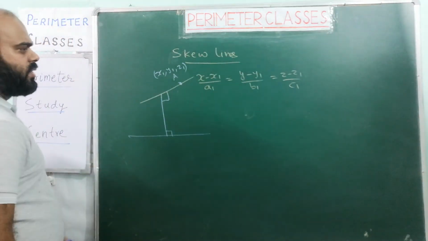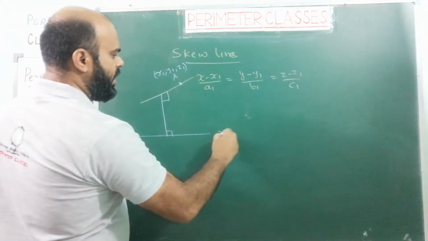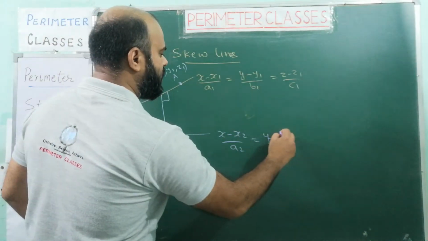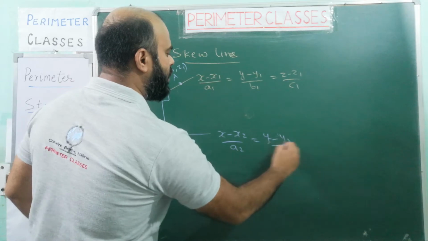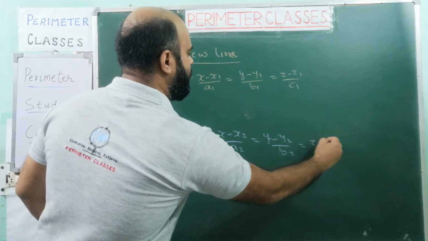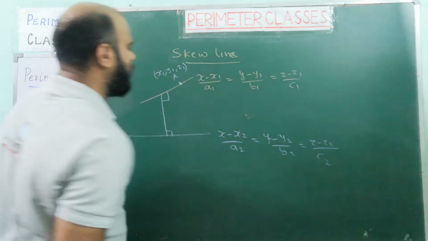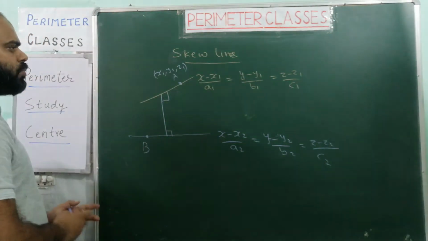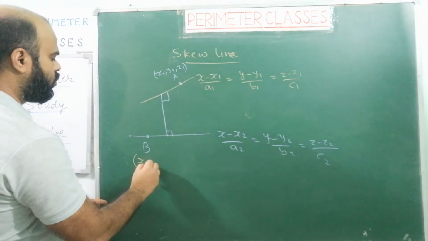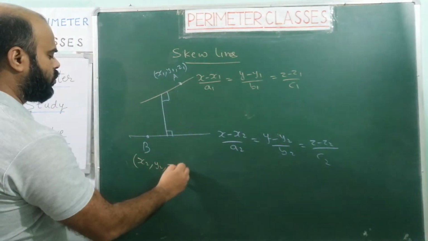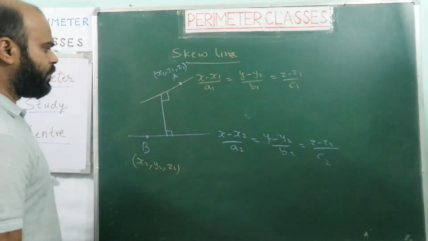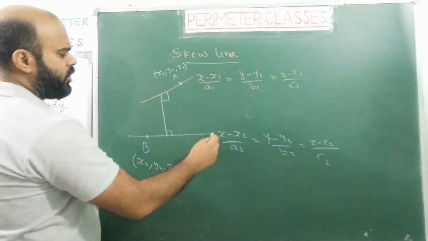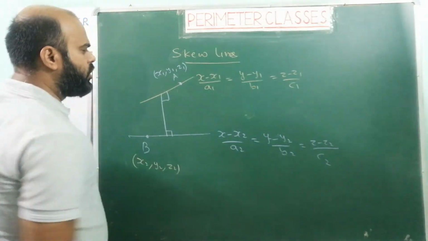What about this line? This line has the equation (x minus x2)/a2 equal to (y minus y2)/b2 equal to (z minus z2)/c2. Here also I am taking a point B, suppose, with coordinates x2, y2, z2 lying on this second line. And the direction ratio of this second line is a2, b2, c2.